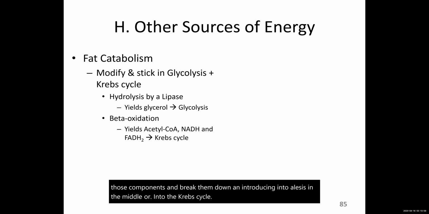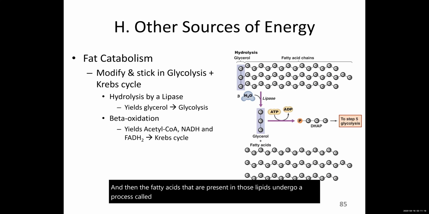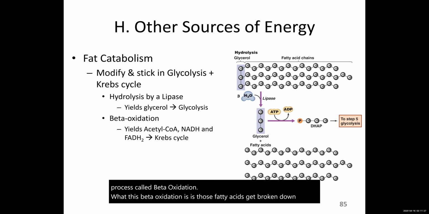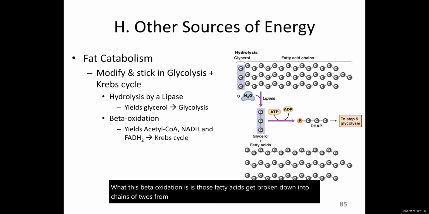Now what happens is you have these enzymes called lipases or lipid hydrolases that break down the fat into the glycerol unit, and that tiny little glycerol can be thrown into glycolysis. Then the fatty acids that are present in those lipids undergo a process called beta oxidation. What beta oxidation does is break those fatty acids down into chains of twos. Remember, these are very long chains, and each one of those will produce a small amount of energy when it gets inserted into the Krebs cycle.